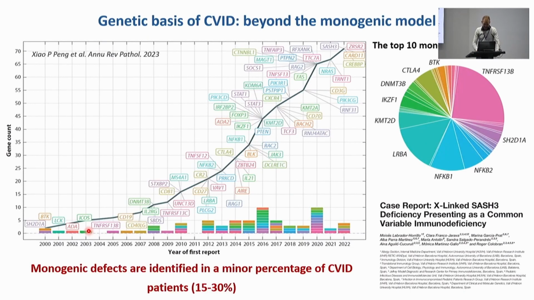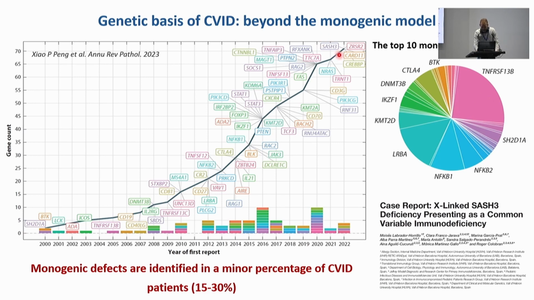You can see here all the genes that have been associated with CVID in the last 20 years. Not all the genes account for the same proportion of patients. You can see here the top 10 monogenic defects, at least in European cohorts, led by TNF receptor superfamily member 13B, a long name for TACI, and then NFKB1 and NFKB2, CTLA4, LRBA, etc. Other genes account for few patients.